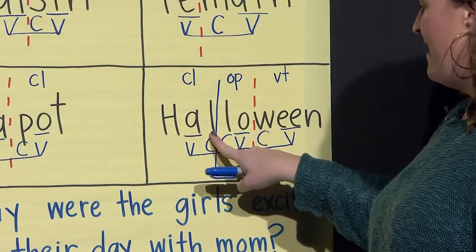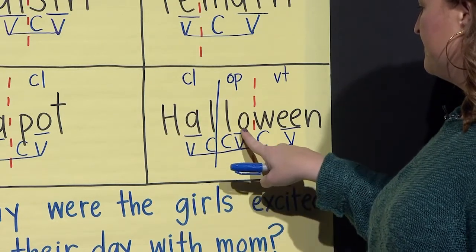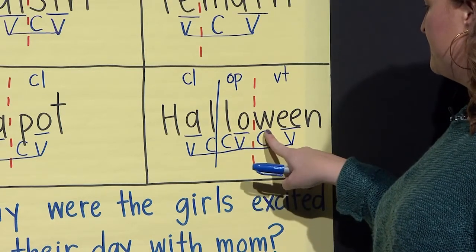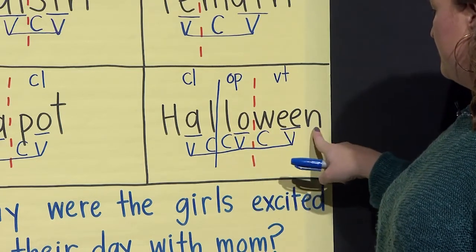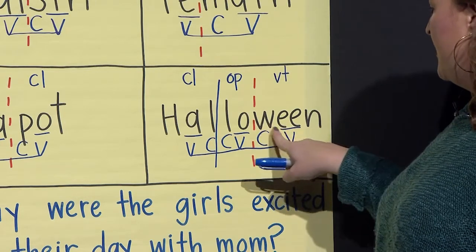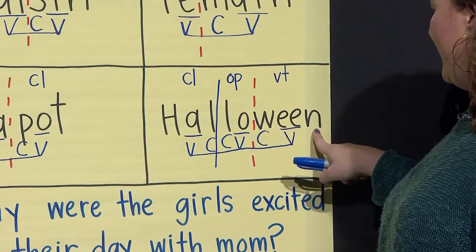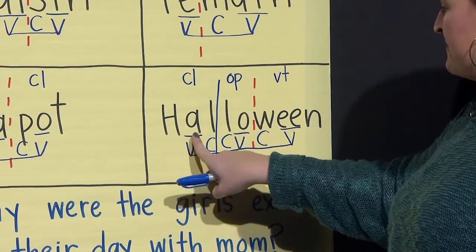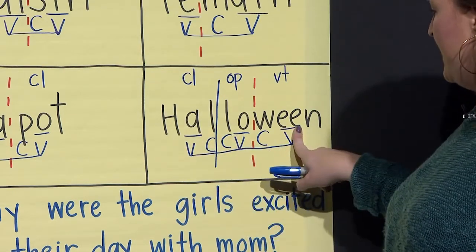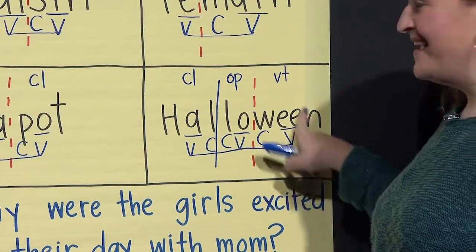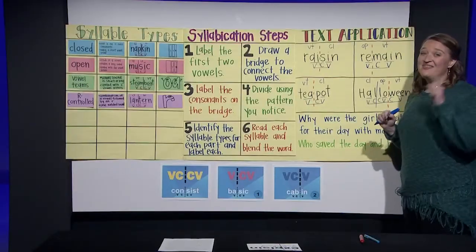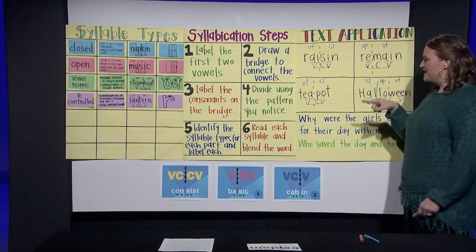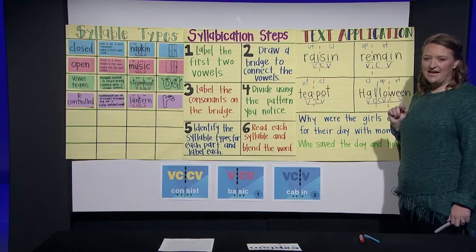Al, hal. L, o, low. W, een, ween. Let's put that 3-syllable word together. Halloween. And that's what we're going to read in our text today. So I'm so excited to read a text that involves Halloween.